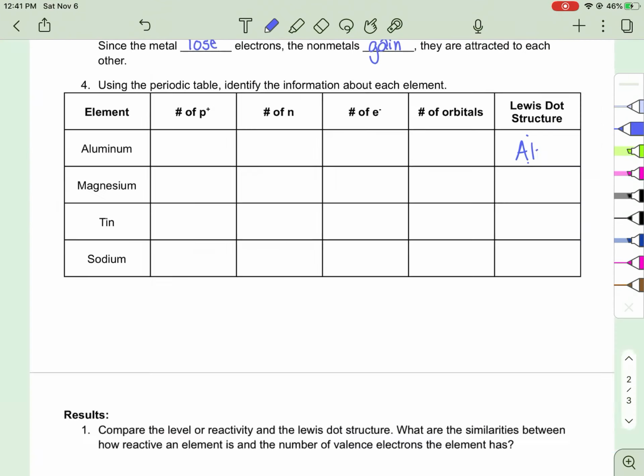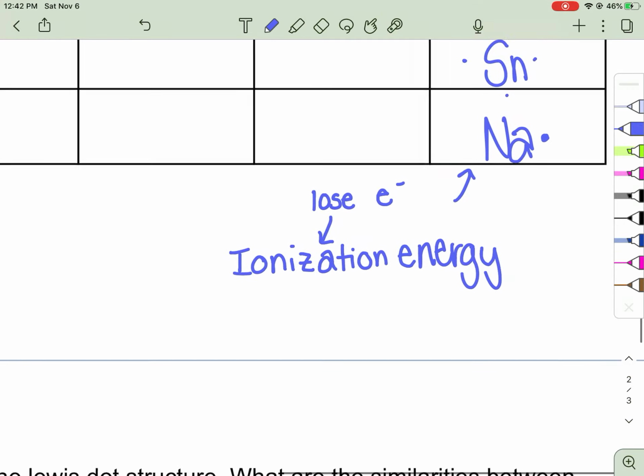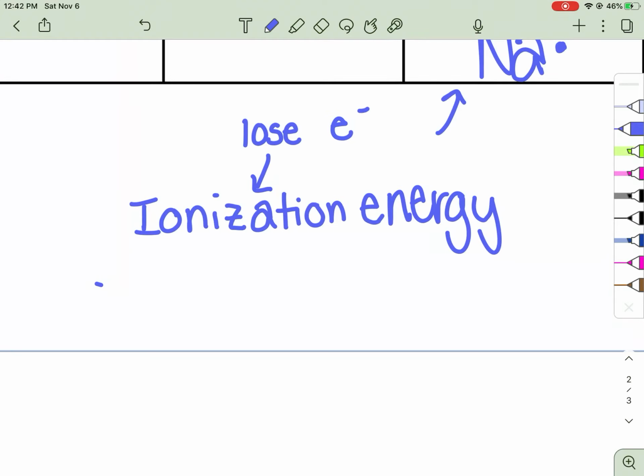Again, we're trying to lose this electron. So the trend that it's going to follow and coincide with is ionization energy, because it's all about the amount of energy it takes to steal that one electron. That is ionization energy. Because of that, if you look at the trend on your note sheet, metals have a lower ionization energy because they want to lose their electron.